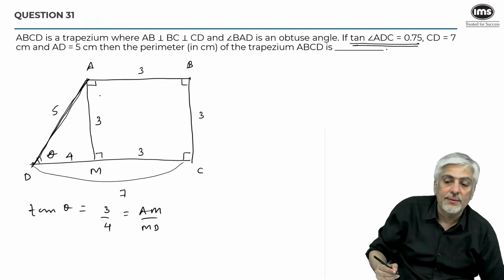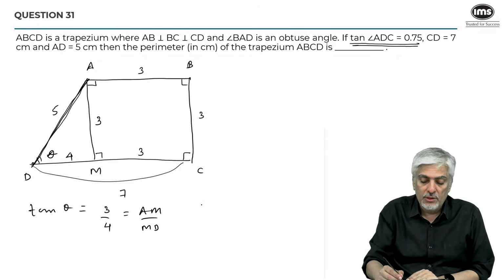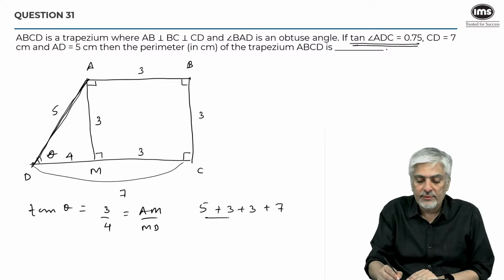Area of the trapezium. Not area, perimeter of the trapezium. 5 plus 3 plus 3 plus 7. That is 8 plus 10, 18.